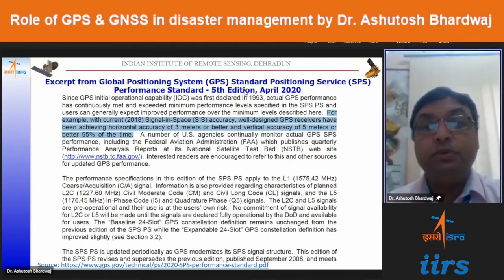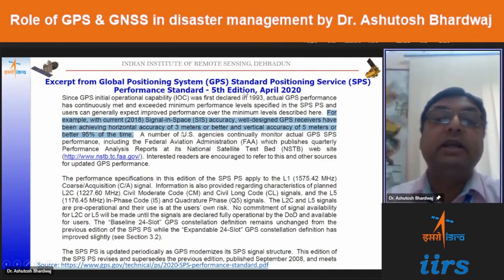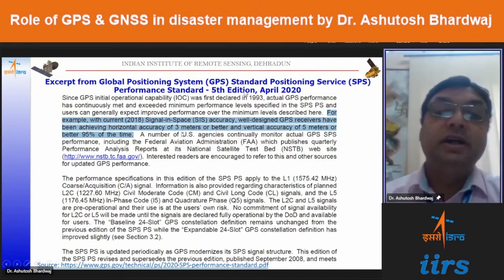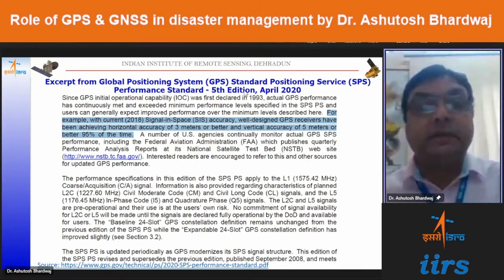In the current scenario, post April 2020, if we have a latest receiver, then we can get an accuracy of 3 meters directly in the horizontal and 5 meters in the vertical for 95% of the time.